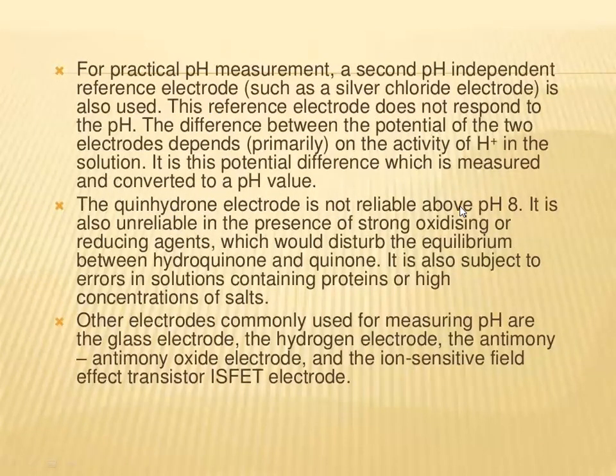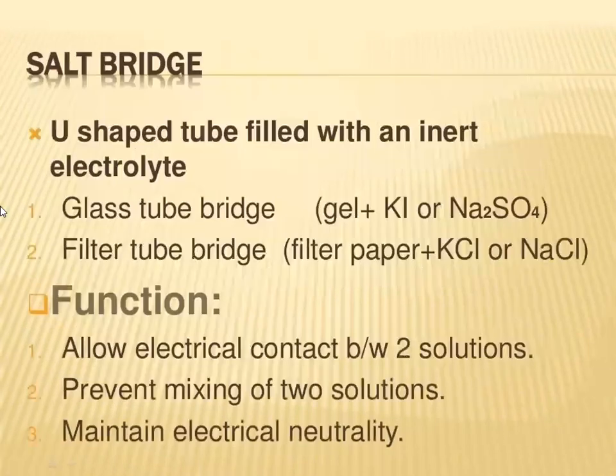Now this quinhydrone electrode is not reliable above pH of 8. This is also unreliable in the presence of strong oxidizing and reducing agents, which would disturb the equilibrium between quinhydrone and quinone. It is also subject to errors in solutions containing proteins or high concentrations of salt. Other electrodes commonly used for measuring pH are a glass electrode, hydrogen electrode, antimony oxide electrode, and the ion sensitive field effect transistor electrode, that is ISFET.